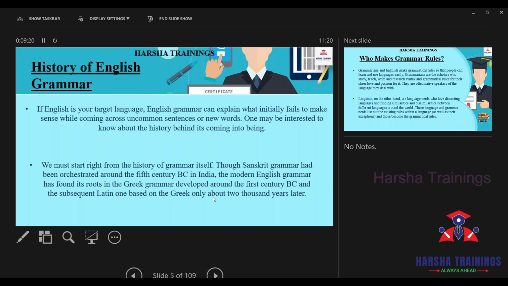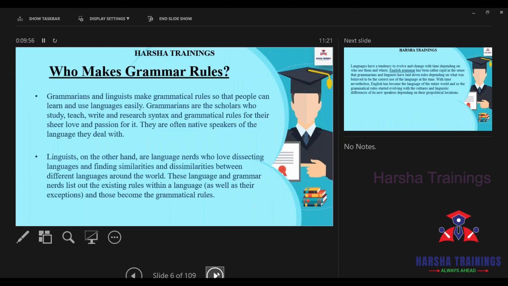And this Greek grammar was developed around the 1st century BC. Okay, you understand, right? BC and AD, you understand? Yes, so 1st century BC. And after Greek, it was Latin, the oldest languages that we can say, right? And this Latin is also based on Greek. And it was just 2,000 years later. Okay, so in brief, you need not remember all this, it's just general knowledge, right? How the language originated.